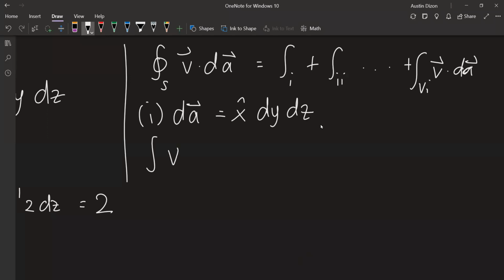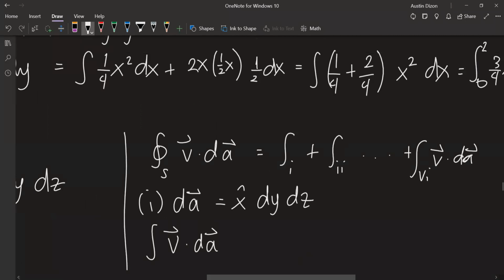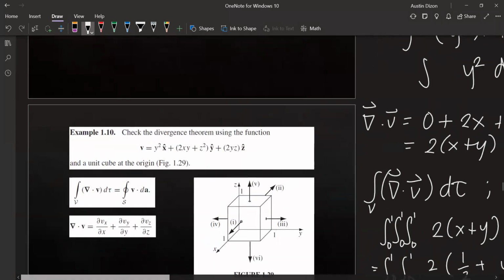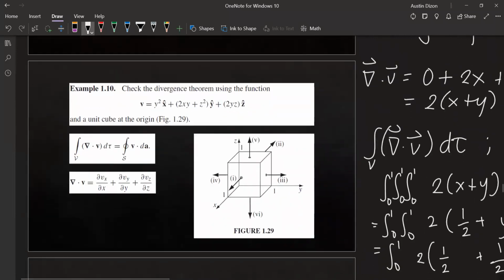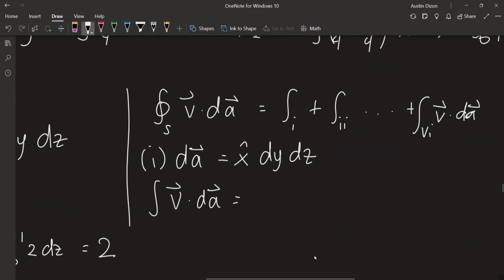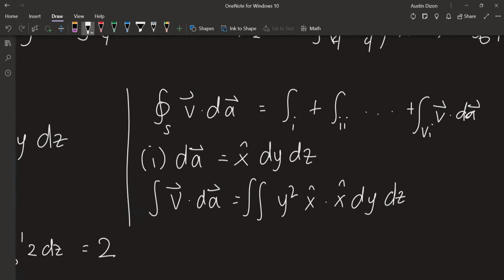Ang pinapasolve ay B dot dA. Ano yung B mo? Mahaba yung B natin, di ba? Pero ang mahalaga lang is yung x hat part. So, hindi na natin titignan yung iba. So, x hat part mo is just y squared. Y squared. So, ito ay integral ng y squared x hat dotted with x hat dy dz. So, double integral tayo.